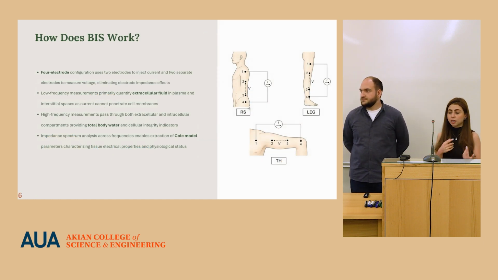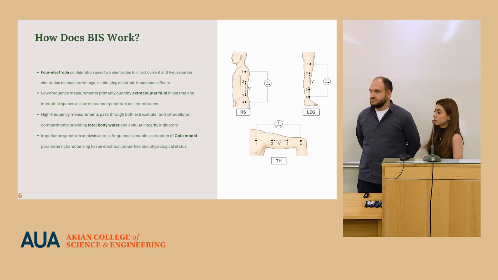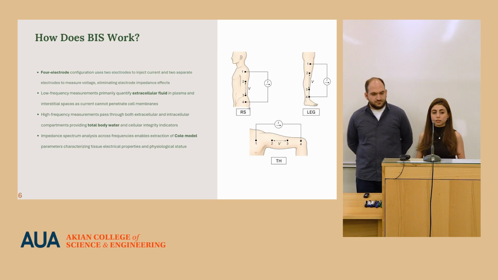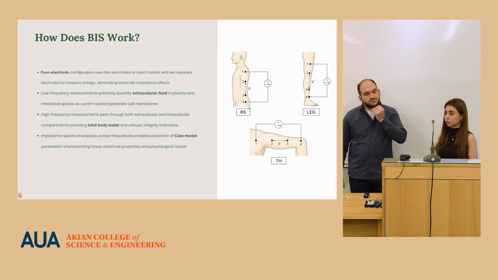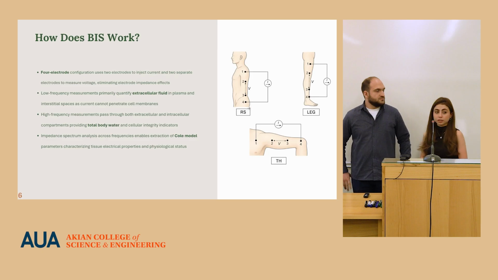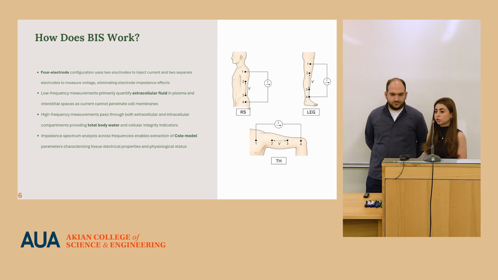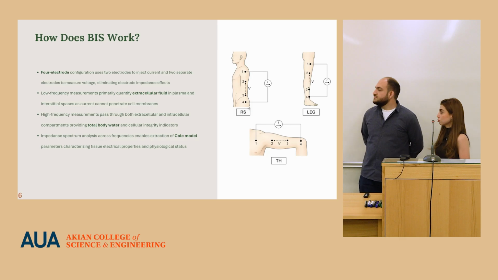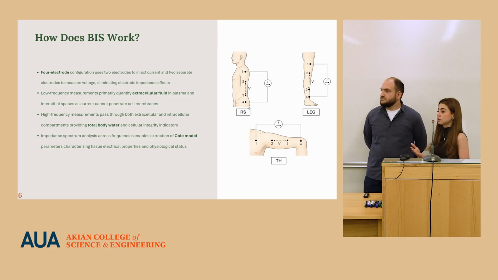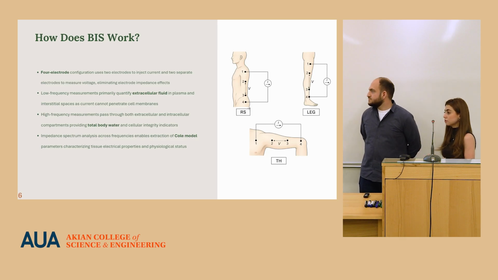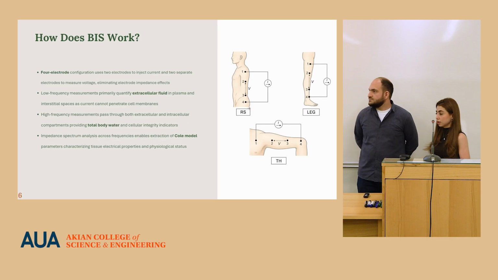Now let's understand how it works. The accuracy of our system relies on a 4-electrode, or tetrapolar, configuration. We're using 4 electrodes, 2 for injecting the current and 2 for measuring the voltage drop. This is crucial because it eliminates the impedance of the electrodes themselves, which otherwise can skew the results.